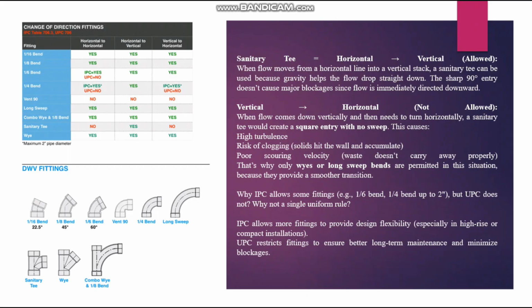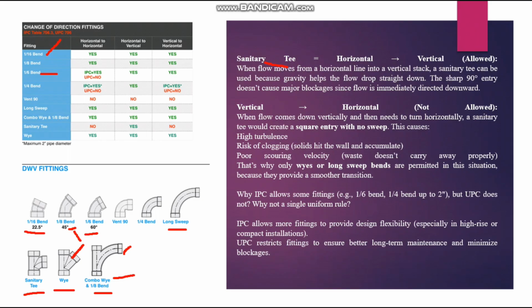So I have shown different kinds of fittings here. 22.5 degree, that is a 1/16 bend, means 22.5 degree. 1/8 bend means 45 degree. 1/6 bend means 60 degree. Then the main fittings like a long sweep 90 degree elbow bend, sanitary T, Y pipe like this, then combo Y and 1/8 bend, 1/8 means 45 degree with the combo Y. So these are the different kinds of fittings we are using in the drainage system.